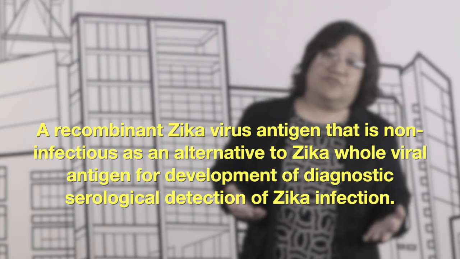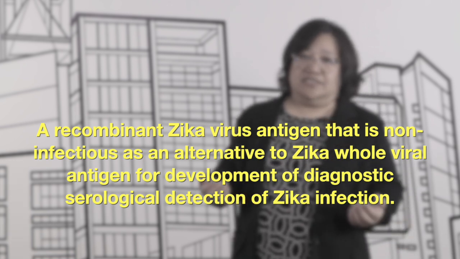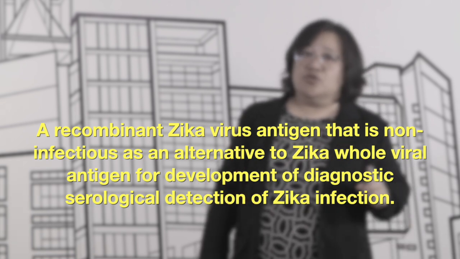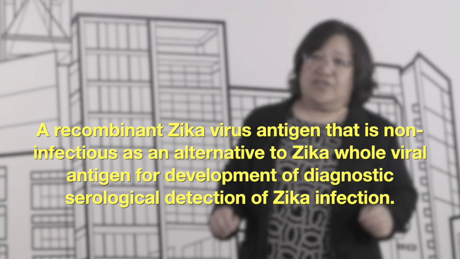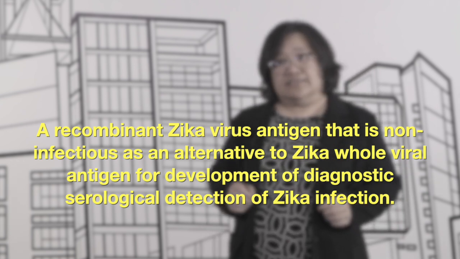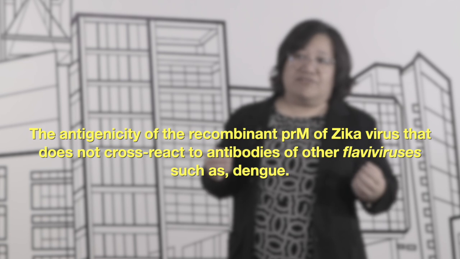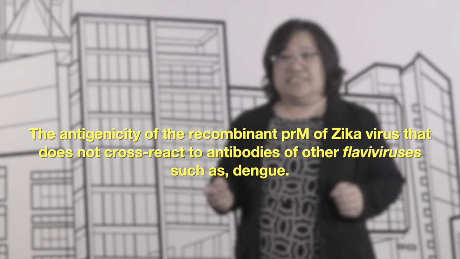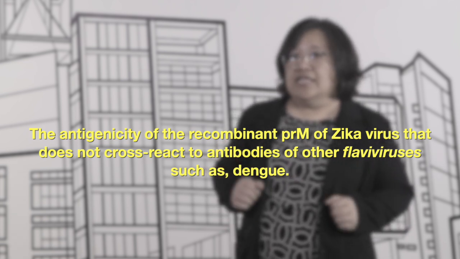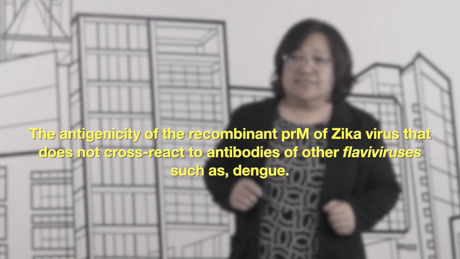So you may ask, how is our innovation different from what is available currently? Or you may ask, what is the novelty of our invention? Well, for a start, we have successfully engineered a recombinant Zika virus antigen that is non-infectious, that can be used as alternative to native antigen for development of diagnostic serological detection of Zika virus infection. We have also successfully shown that the recombinant prM of Zika virus does not cross-react to antibodies of other flaviviruses such as dengue.